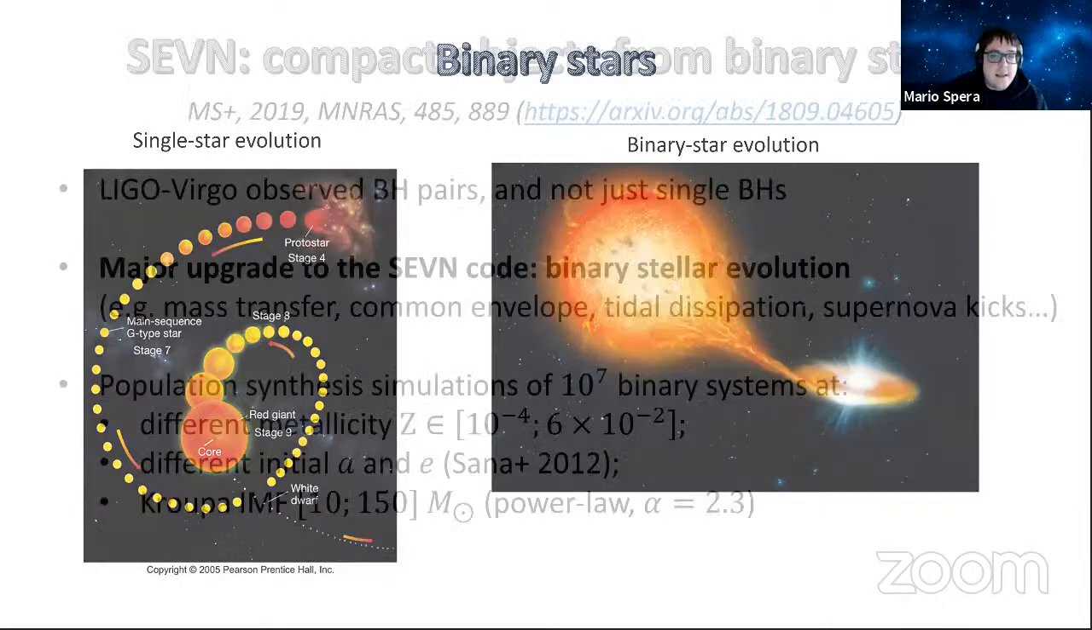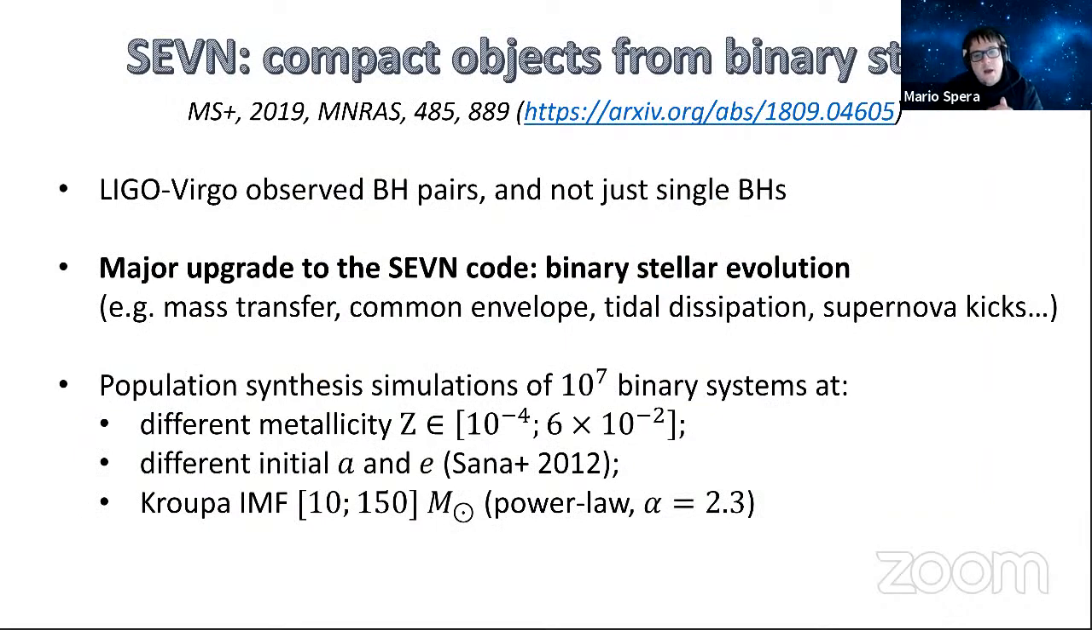During the last year, we worked hard on this point, and we performed a major upgrade of the 7 code, where we included up-to-date binary stellar evolution prescriptions, so that we can also take into account mass transfer, common envelope, tidal dissipation, supernova kicks, and all these very complex and uncertain ingredients. We basically use the 7 code to investigate the effects of binary evolution processes on the compact object mass spectrum.